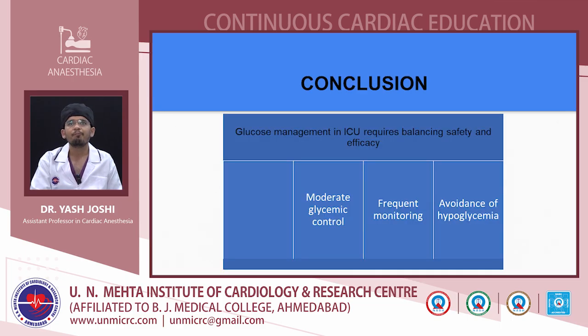Now the major message from this presentation is that glucose control in critically ill patients requires balance. Excessive hyperglycemia worsens the outcome, but aggressive glucose lowering can be equally harmful. Modern ICU practice favors moderate glucose control, frequent monitoring, protocol-driven insulin therapy and aggressive prevention of hypoglycemia. The goal is safe and consistent glucose management rather than a perfect glucose number.